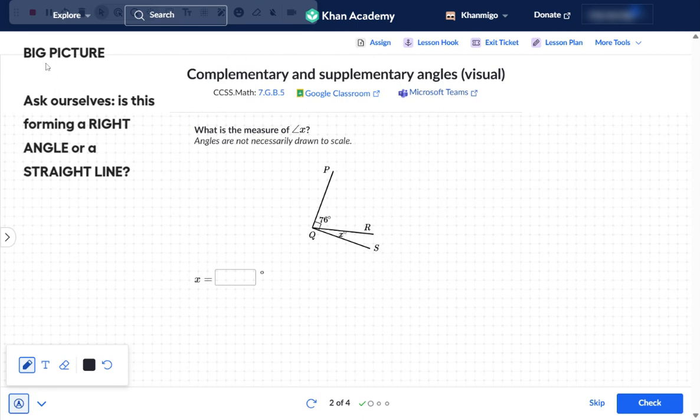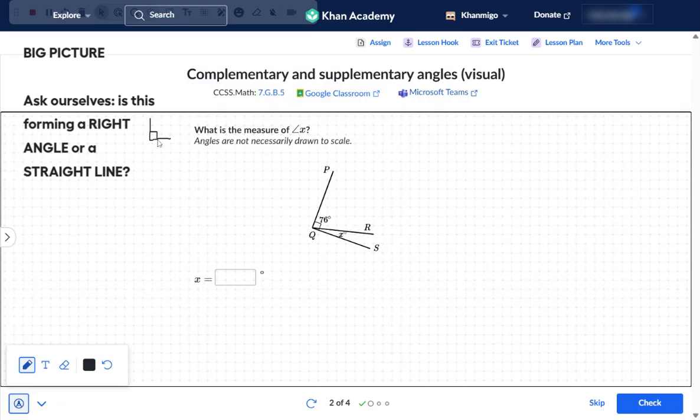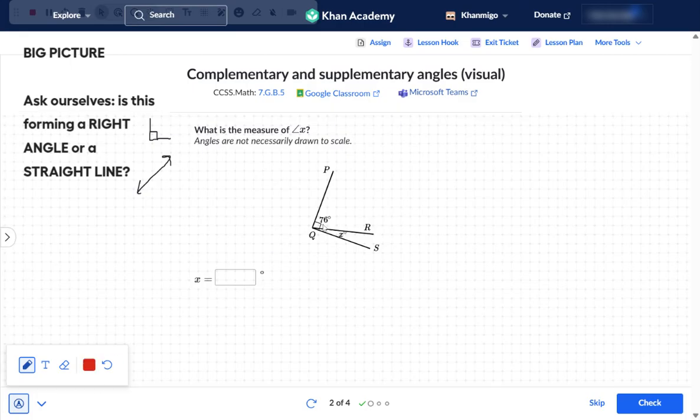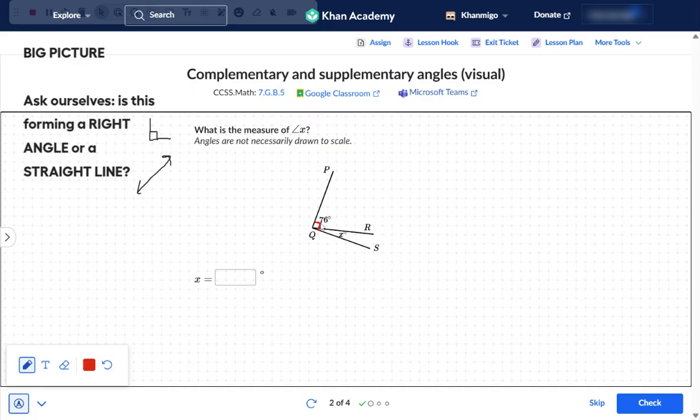Let's look at this problem. Again, big picture. If you need to physically take a step back, do that. What information are they telling us? Do we see a right angle or a straight line? I do see a box in this angle. That box is telling us this is 90 degrees, a right angle. Because our figure is a right angle, this is an example of complementary angles.